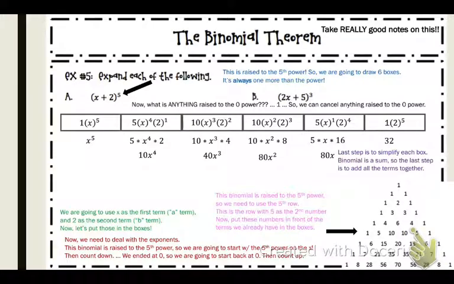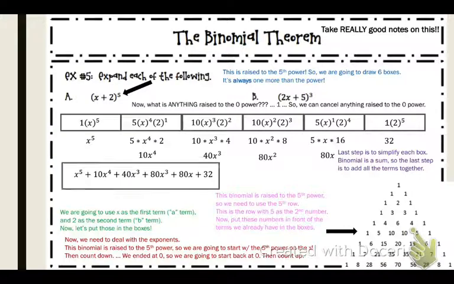And then a binomial is a sum, so the last step is to just add all these terms together. So it's going to be x to the 5th plus 10x to the 4th plus 40x cubed plus 80x squared. That's supposed to be squared. I don't know why I do this in every video. That's supposed to be a squared. And then plus 80x plus 32. And that's your final answer.